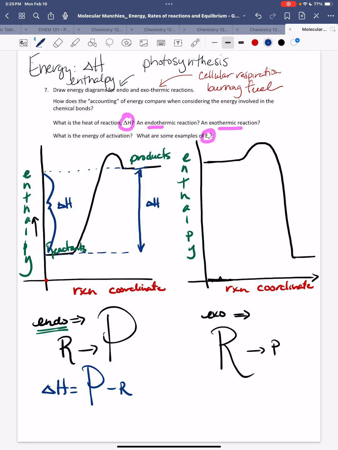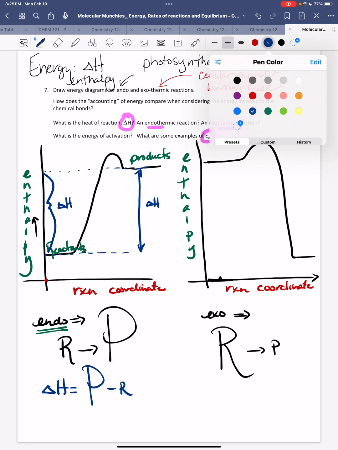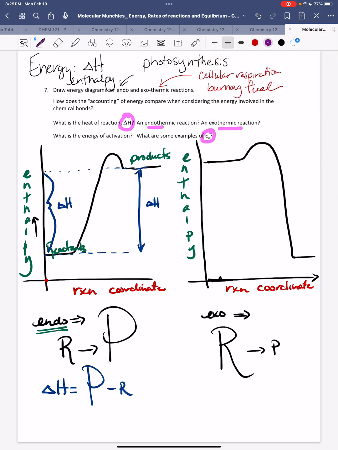The activation energy is another term that we deal with when we talk about this. We sometimes see it as E sub A. This is the energy required to get the reaction to take place, and it's the difference between the reactants and the top of the energy curve. So basically the top of the energy curve.